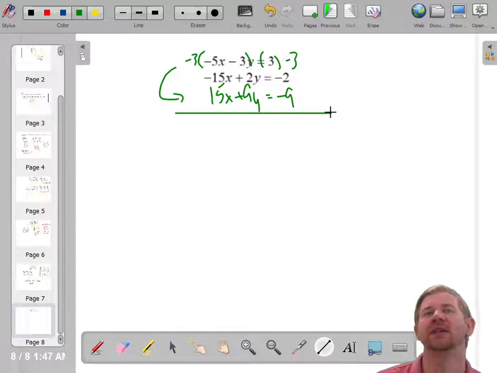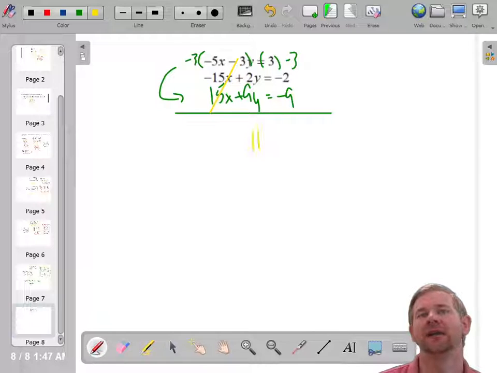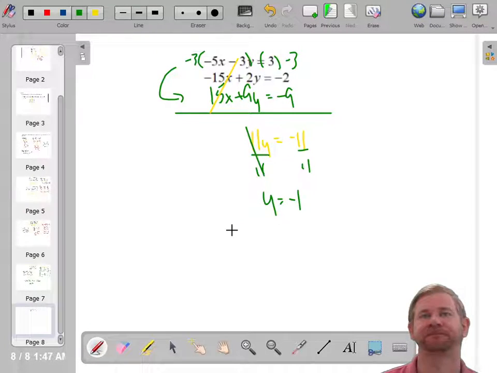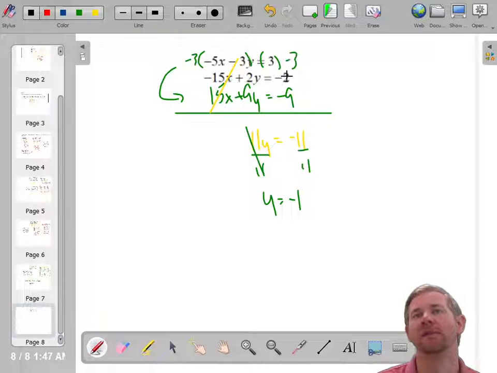So when I add these two equations together, that goes away. 9 and 2 make 11y, and negative 2 and negative 9 make negative 11. So when you divide, you get y equals negative 1. Once you have y, come up here. Doesn't matter which one we pick. I'll just pick the top one.